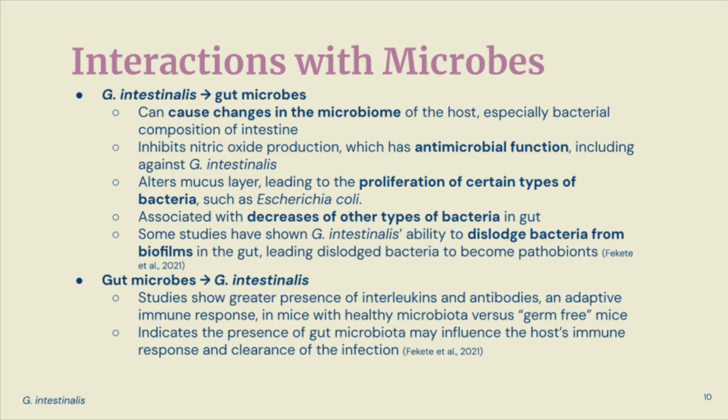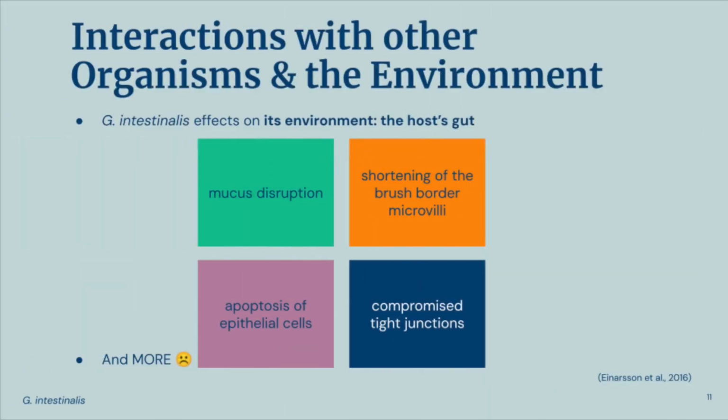Interestingly, studies show greater presence of interleukins and antibodies and adaptive immune response in mice with healthy microbiota versus germ-free mice. This may indicate that the presence of gut microbiota influences the host's immune response and clearance of Giardia intestinalis. Giardia intestinalis's effect on the environment is significant, including, as mentioned, mucus disruption, shortening of the brush border microvilli, apoptosis of epithelial cells, and compromised tight junctions.